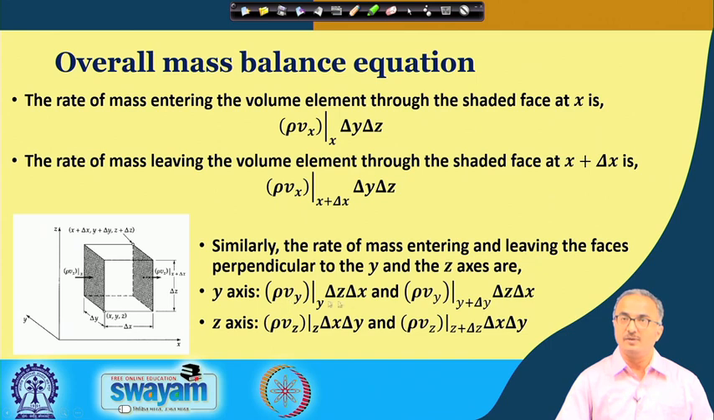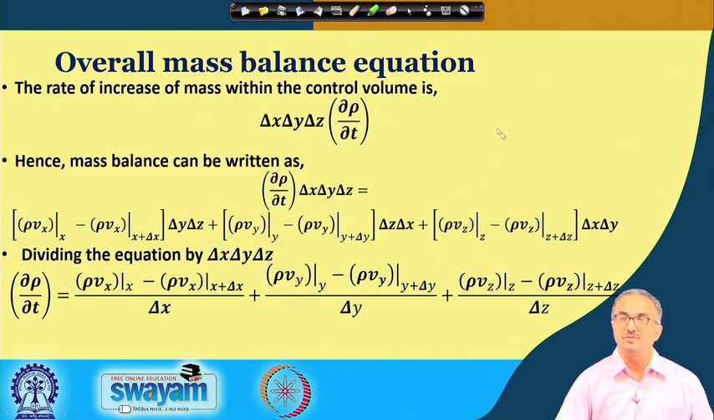In case of y, we are multiplying by delta z delta x. In case of z direction mass transfer, we are multiplying by delta x delta y. Okay. So, this now gives us the rate of mass going in and coming out of the particular control volume. Now, you see at what rate the mass is changing within the control volume.